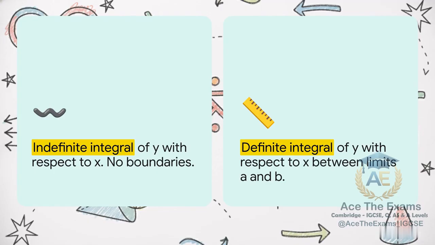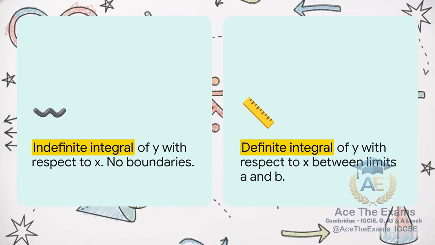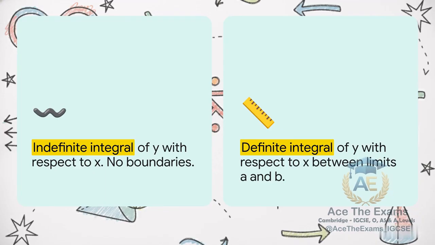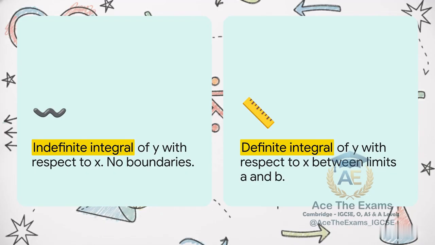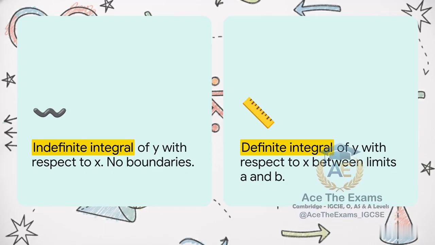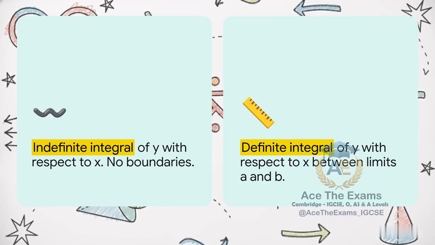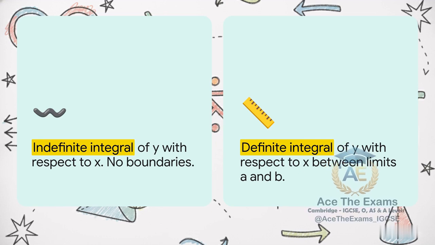Integration has its own critical grammar rules, and the crucial point is comparing these two specific notations. The tall, stretched-out S shape is our integral sign. On the left, we have the indefinite integral of y with respect to x. Notice how clean it is. There are no numbers attached to the top or bottom of the symbol. When you see this, you must add your constant of integration, plus c, at the end. But look on the right. We have a definite integral.